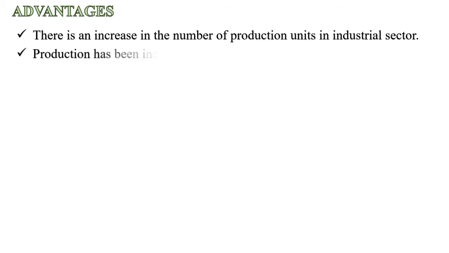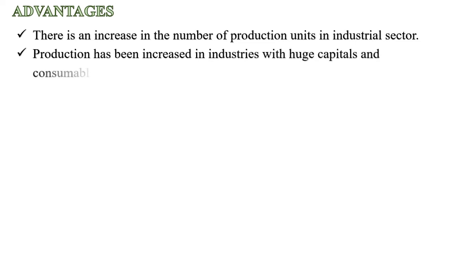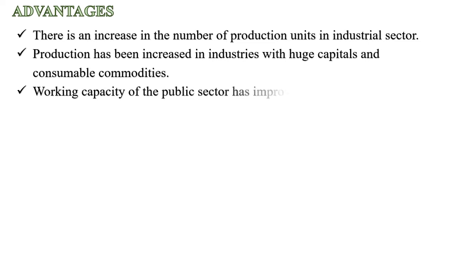The second advantage, that the production has been increased in industries with huge capitals and consumable commodities. That means the consumable commodities as well as industries in which huge capitals were invested, the production in these things have increased tremendously. Because government is not producing them, the private people, the people of the country are producing them. That means more and more number of production units has been established and they are using huge capitals and producing consumable commodities. Consumable commodities means commodities which general public use for our own selves.